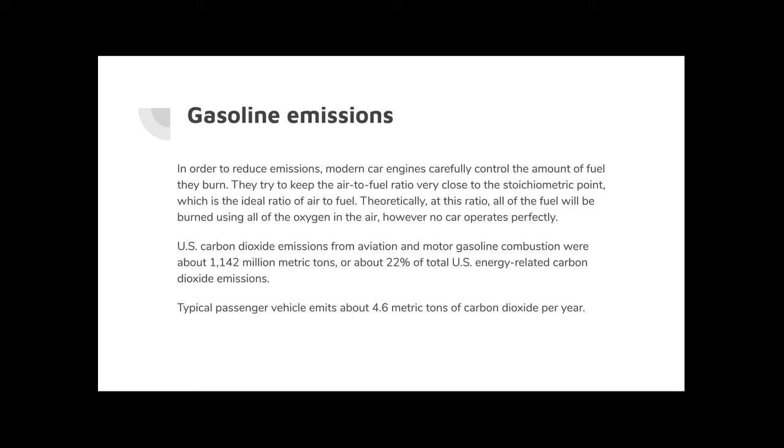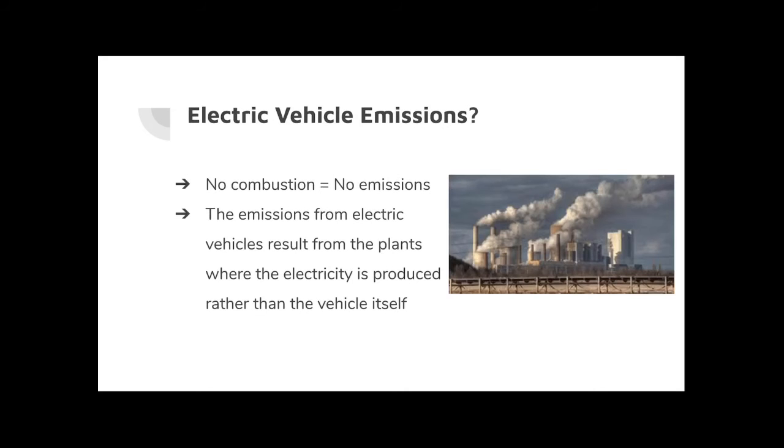U.S. carbon dioxide emissions from aviation and motor gas combustion were about 1,142 million metric tons, or about 22% of total U.S. energy-related carbon dioxide emissions. The typical vehicle emits about 4.6 metric tons of CO2 per year. Electric vehicles, on the other hand, since there's no combustion, there are no emissions. The emissions from electric vehicles result from the plants where the electricity is produced rather than the vehicle itself.